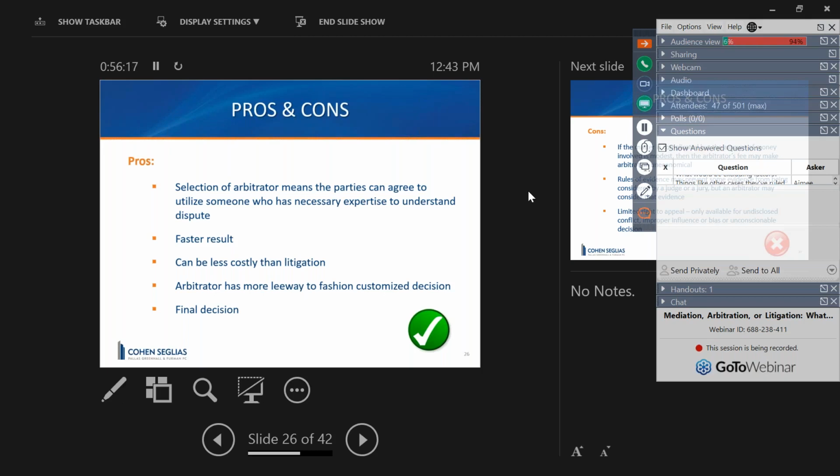and that always upsets me when I'm a party. I never want a customized decision from the arbitrator, but it does happen. And again, the decision, unlike a court, is final. There's no right of appeal. Any ability to overturn is very difficult. You have to show fraud basically on the part of the arbitrator with the side that was victorious.